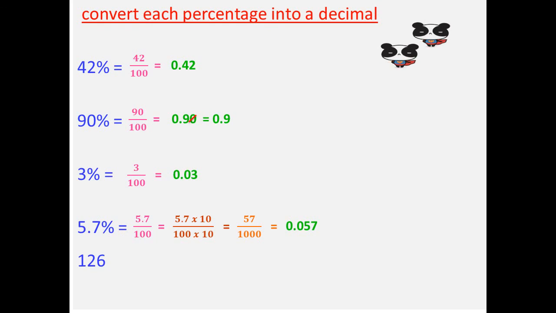126% will be 126 out of 100. We will write the number as it is. The decimal point will jump how many places? Yes, 2 places only. So it will be 1.26, and this is bigger than 1. This is bigger than 1 whole.